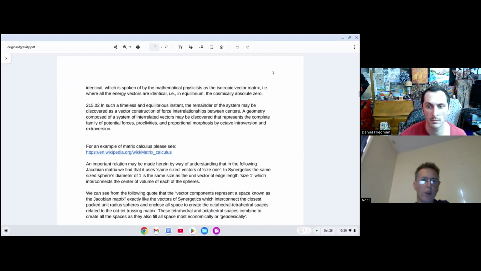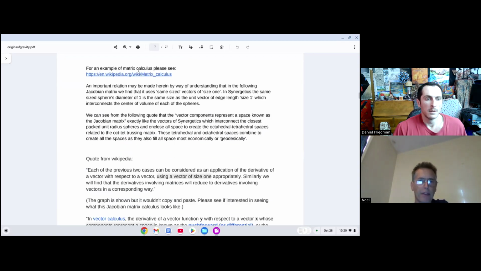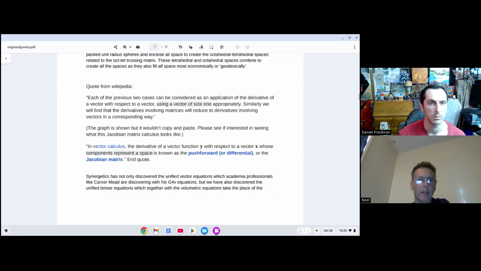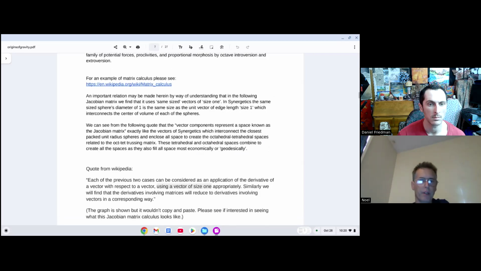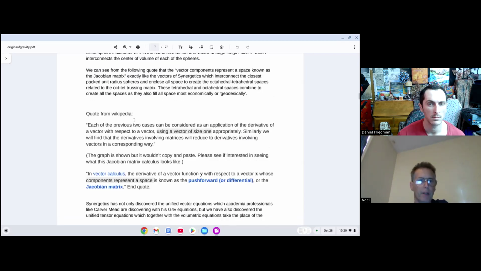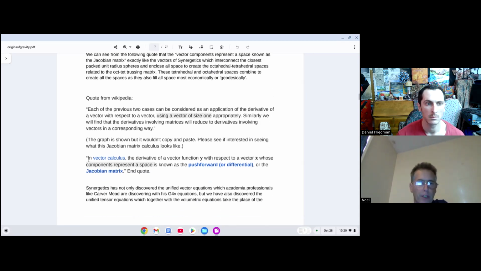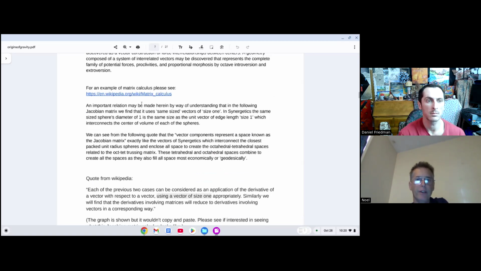We'll look down here then on Wikipedia, which explains a little bit about matrix math, okay? You can go there to see the picture, but matrix math is very difficult to use. But from Wikipedia, what this is doing is using a vector of size 1 to create components which represent a space. So the structuring of these vectors within the Jacobian matrix are the components which make a space. Now, an important relation may be made by understanding that the following Jacobian matrix uses same size vectors of size 1.